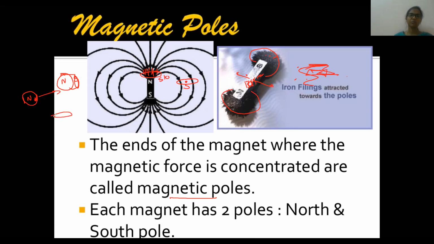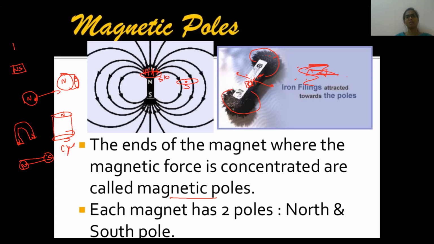Whatever the shape of the magnet you take, whether cylindrical, horseshoe or U-shaped, bar magnet or dumbbell magnet, all kinds of magnets have a north pole and a south pole. Two poles they have, north and south. But one pole never exists.